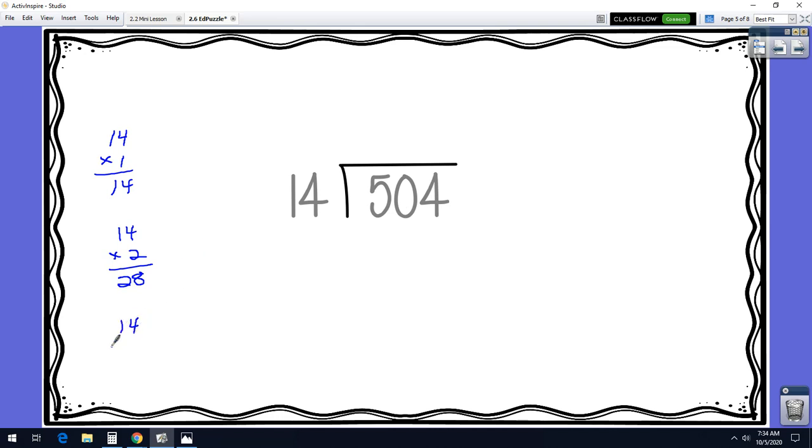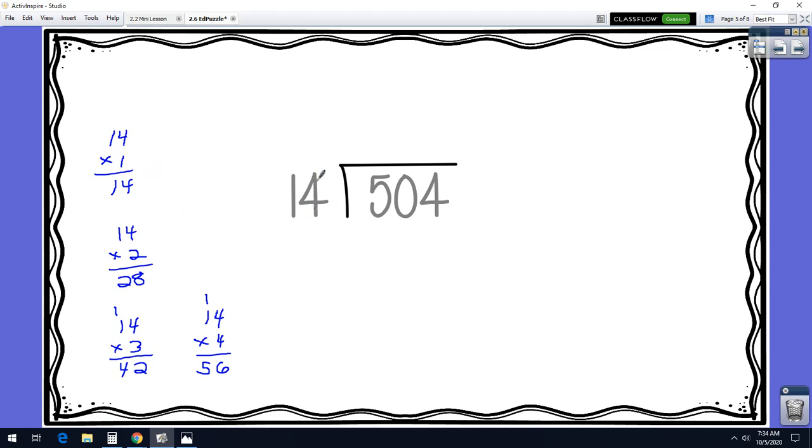I'm going to try 14 times 3, and 3 times 4 is 12. I'll carry my 1, and 3 times 1 is 3, plus 1 I'd carry is 42. That's really, really close. I can tell that one more set of 14 is going to be too much. 4 times 4 is 16, and look what happens. I wind up with 56, and that's too much. Now, don't erase all this. I'm not going to clear that off on my screen because it's actually going to be helpful for us in a little bit.